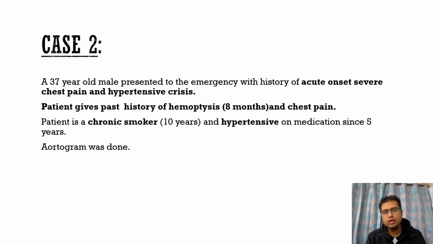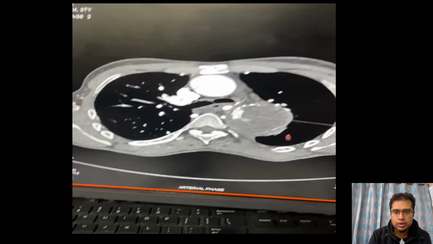Now to the second case. Here we have a 37-year-old male who presented to the emergency with a history of acute onset severe chest pain and hypertensive crisis. The patient gives a history of hemoptysis since 8 months with chest pain and is a chronic smoker and hypertensive. So an aortogram was performed for this patient.